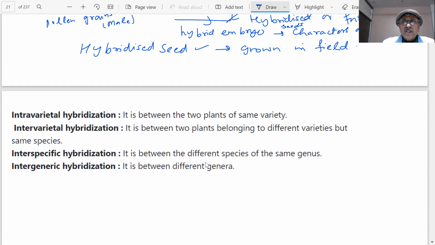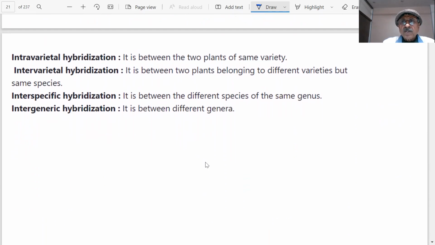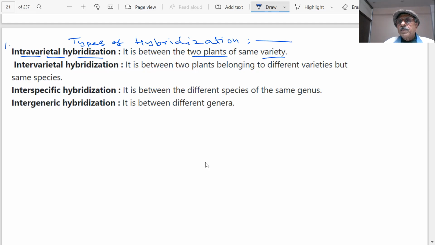The types of hybridization. What types of hybridization are done? There are different types of hybridization, students. First, we are saying intra-varietal hybridization. It is between two plants of the same variety.